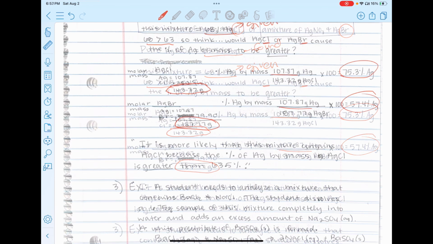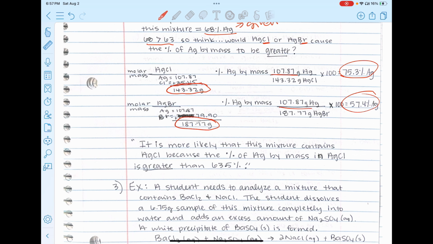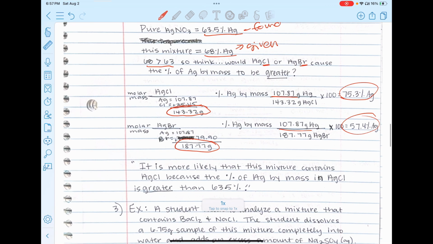The biggest thing we want to look at is which one is going to be greater than the pure percentage of silver in the mixture. If we look back, we know that the pure percentage in the mixture was 63%. So it's supposed to be 63%. It's actually 68%. Which one of these two, 75 or 57, would cause it to be 68 rather than 63? In this case, probably the larger one. The larger percentage, the one with more silver, is going to increase the value. So it's more likely to be the 75% because it's bigger than 63. It's bigger than the pure value.